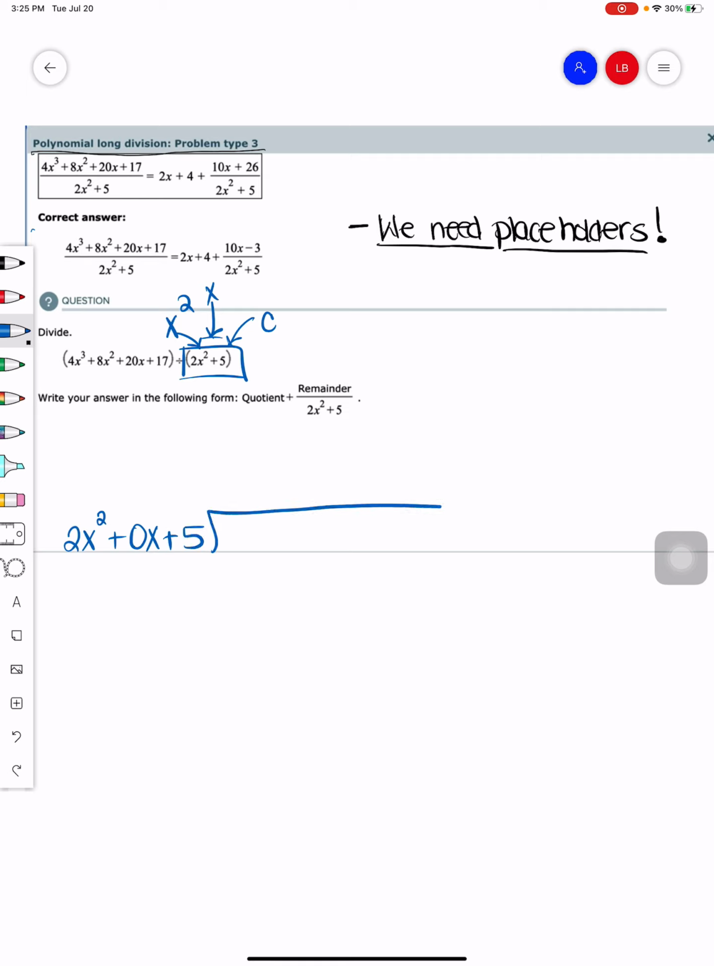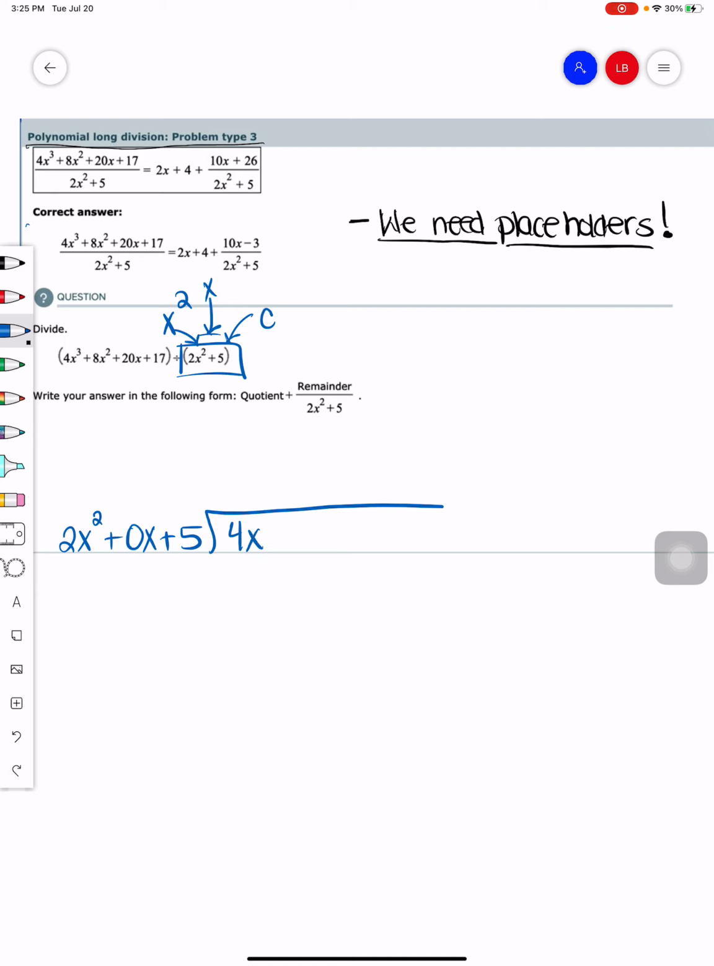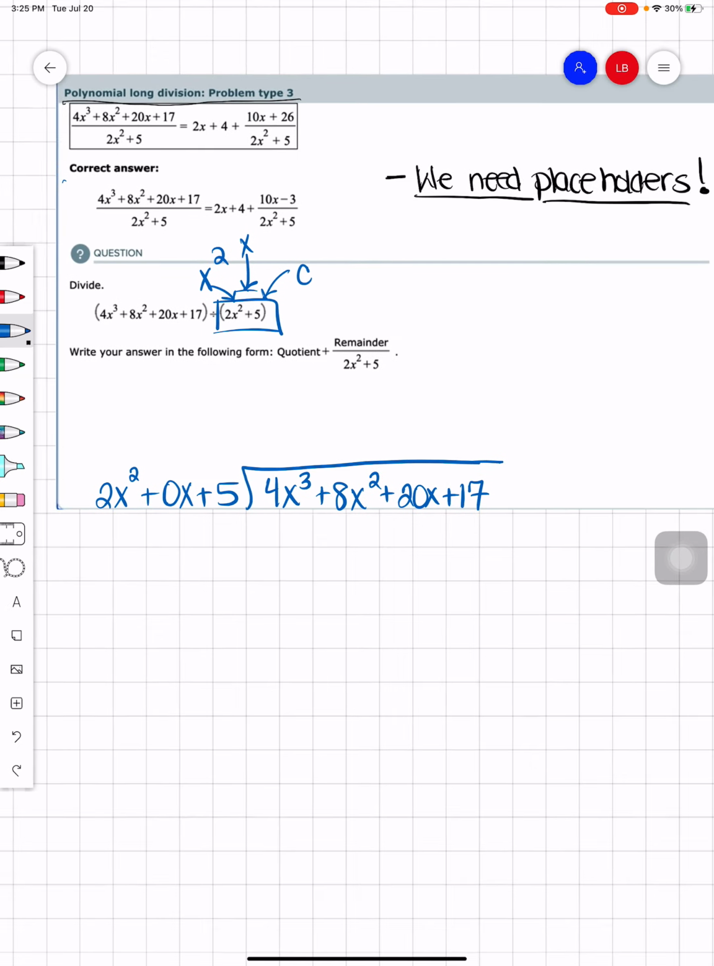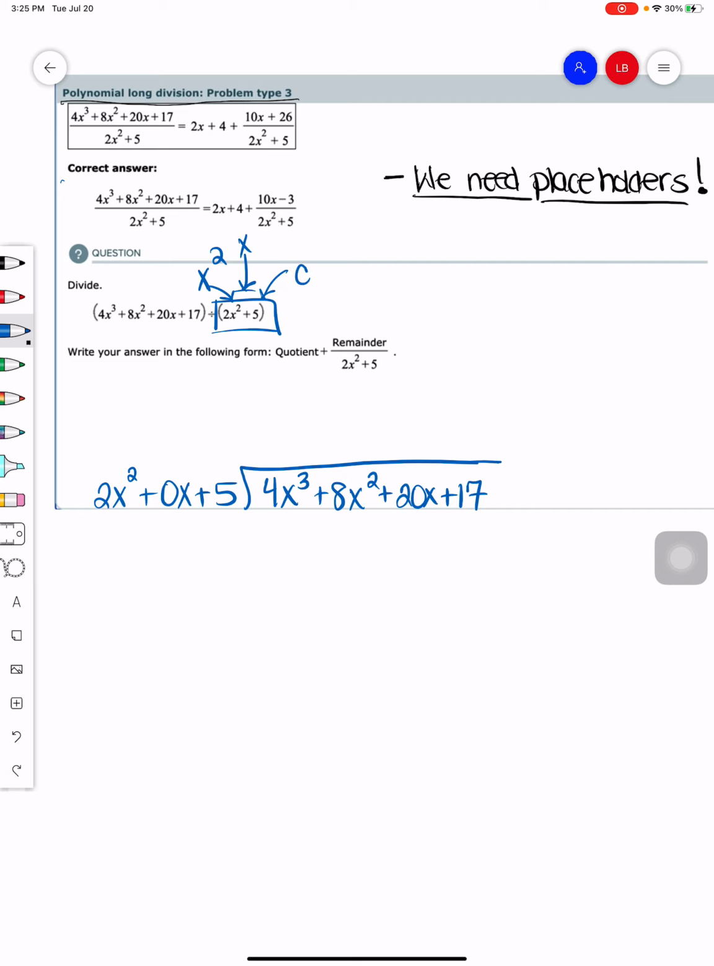Now on the inside, I'm going to put my quotient there. So that's going to be my 4x cubed plus 8x squared plus 20x plus 17. And they were really nice. They gave us an expression that had all of our exponents. None were missing. They're in descending order already. And so it was just nice. Now, how do we get started? Let's say you're having trouble here. This looks very complicated. How do we get started?